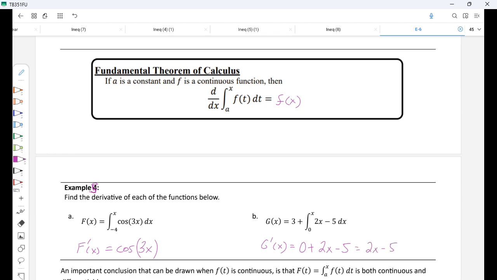That example is just to show the vertical shift. G of x is a vertical shift of an accumulation function. So they all have the same derivatives. It's just 3 higher than the given accumulation function.